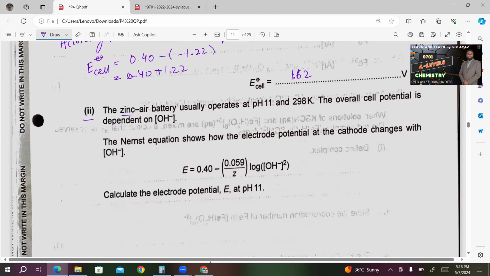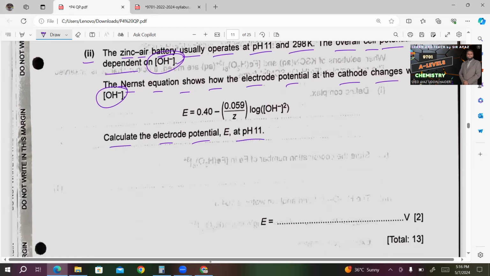Number two, the zinc air battery usually operates at pH 11 and 298 Kelvin. The overall cell potential is dependent on OH negative ion. The Nernst equation shows how the electrode potential at the cathode changes with OH negative ion. Here's the equation. Calculate the electrode potential E at pH 11. For this, we need the concentration of OH negative ion.